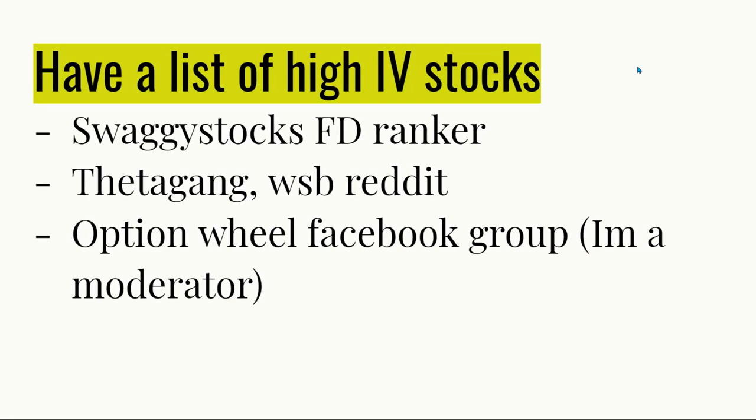Some ways to find your high IV stocks: you can look at Swaggy Stocks. They have an IV ranker where you can rank the stocks from highest to lowest implied volatility. Theta Gang and also Wall Street Bets on the Reddit forums do mention quite a bit of the high IV positions. For Wall Street Bets, you don't necessarily want to buy all these call options or buy the stock, but you're going to still sell the options and sell the puts, because then you are the casino.